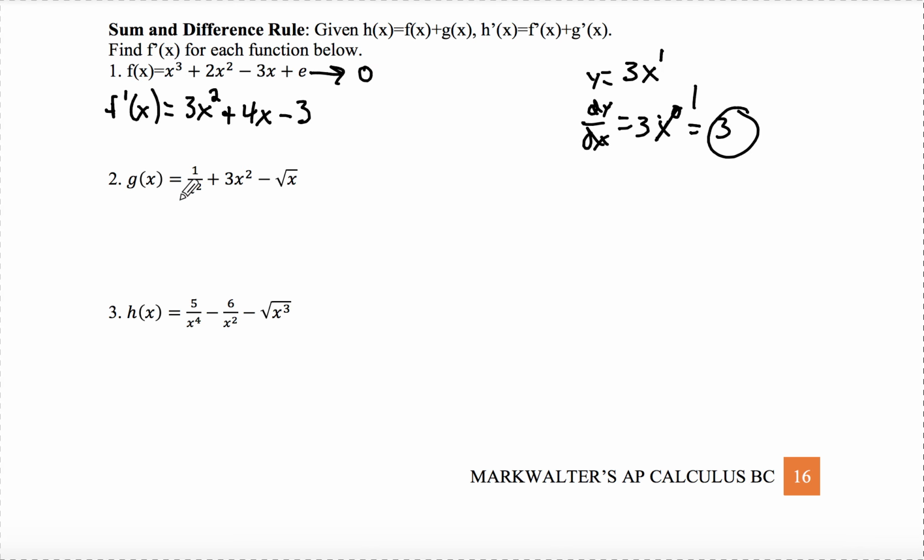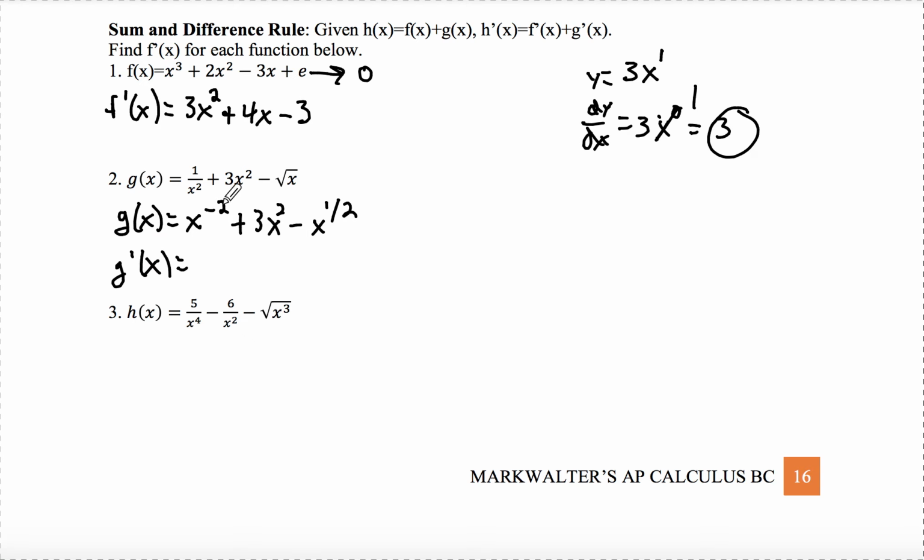And we can use the sum and difference even with more complicated situations where we might have to rewrite stuff. So g of x, I see maybe we can use the power rule. Let's rewrite this so we can see all the powers. That first term will be x to the negative 2, plus 3x squared, minus square root of x, which is x to the half power.